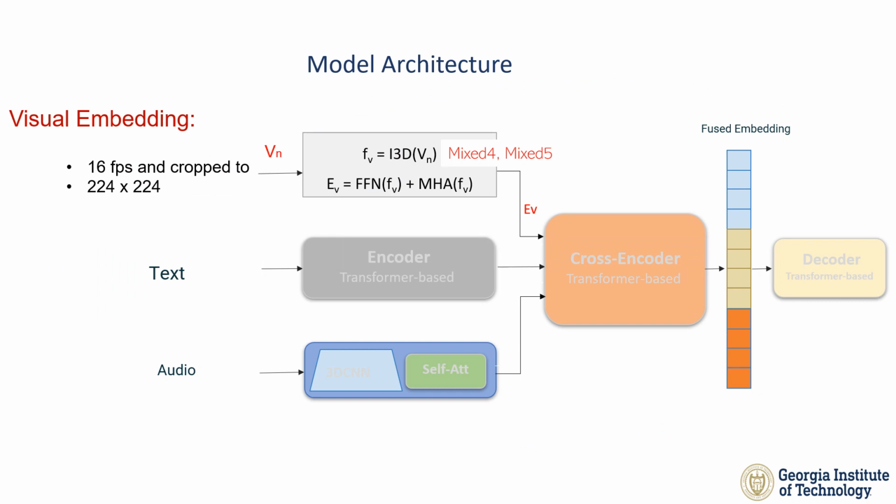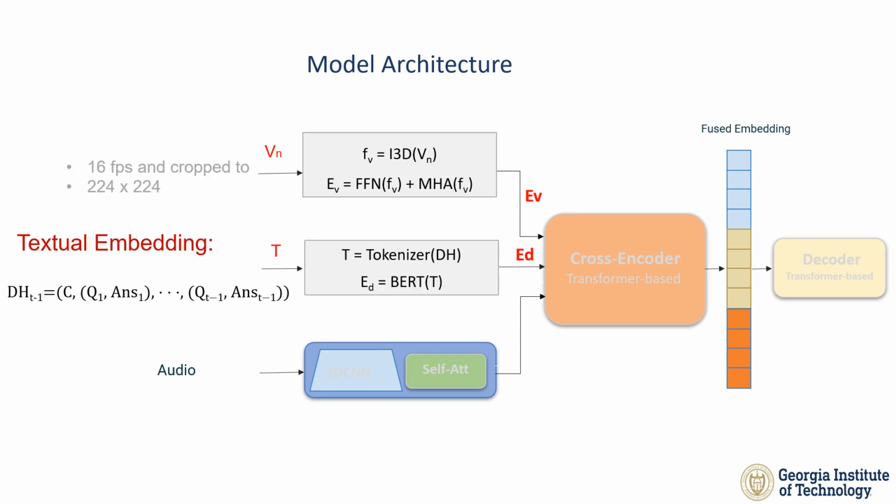More specifically, for the visual data, we sample a sequence of frames at 16 frames per second rate, and we crop them to 224 by 224. Then these sampled frames are fed into a 3D CNN network. We used the I3D network pre-trained on ImageNet to extract global average pooled features from different inception blocks such as Mix4 and Mix5. Finally, the visual transformer-based encoder applies self-attention over the extracted features and generates the final visual embedding.